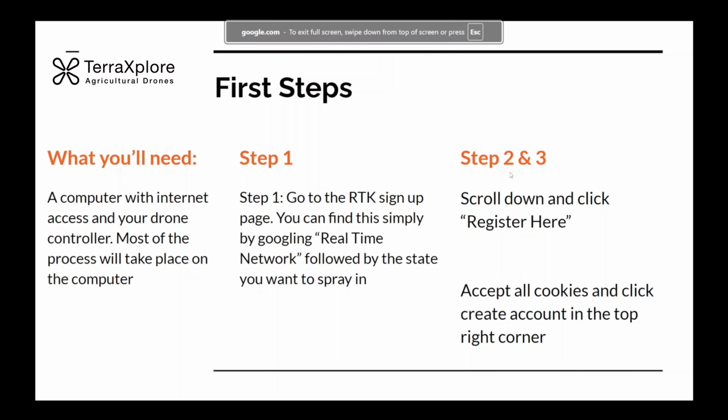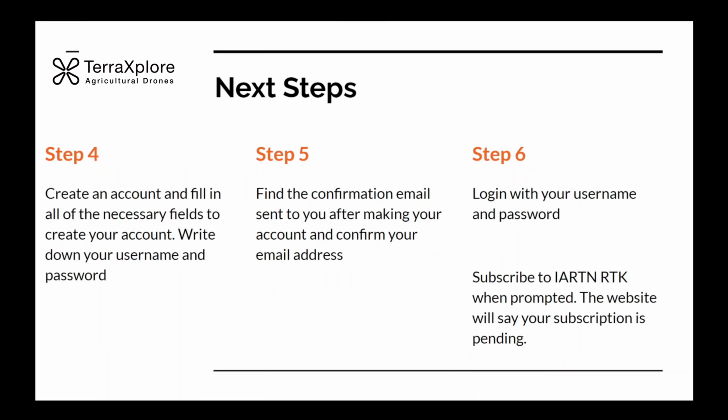When you hit register here, you want to accept all cookies and create an account. Fill out all the necessary fields, and write down your username and password because it also needs to go on your drone controller and you don't want to forget that. Find the confirmation email that they send you after creating an account so that you can actually confirm that you're real and so you can subscribe. You log in with your username and password and you subscribe to the IARTN Real-Time Kinematics. That's the Iowa Real-Time Network, Real-Time Kinematics.